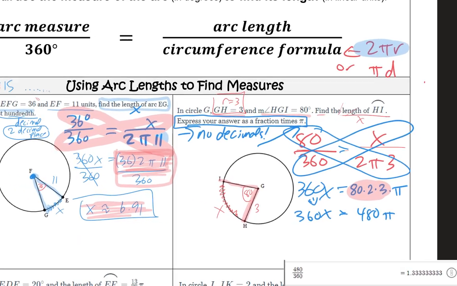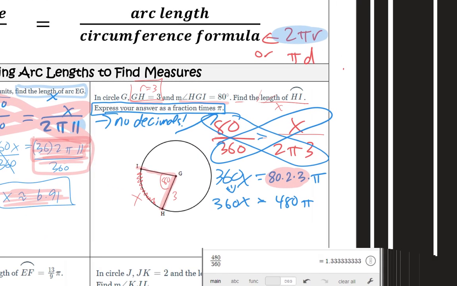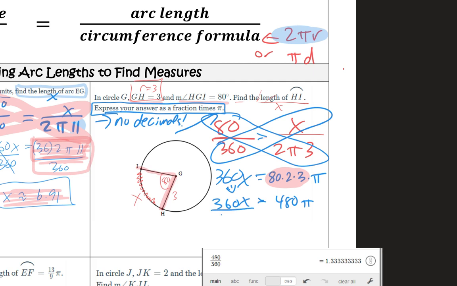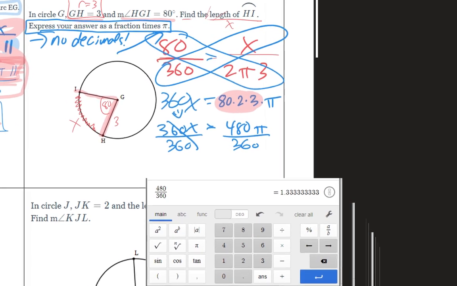Okay, so now that we see that, we know what we're going to do. We're just going to divide, right? We're going to divide that side by 360. That cancels out. So here's the critical thing we need to make sure that we're using our Desmos for.